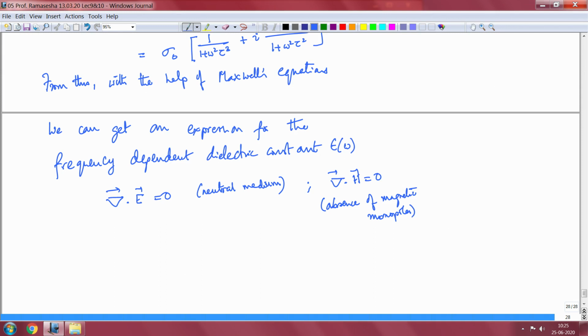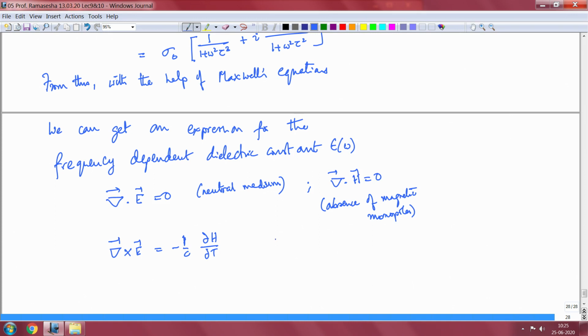And then I have the Faraday's law, which tells me that del cross E is equal to minus 1 by C dH by dt. This is the Faraday's law, which says that a time varying magnetic field always induces an electric field.